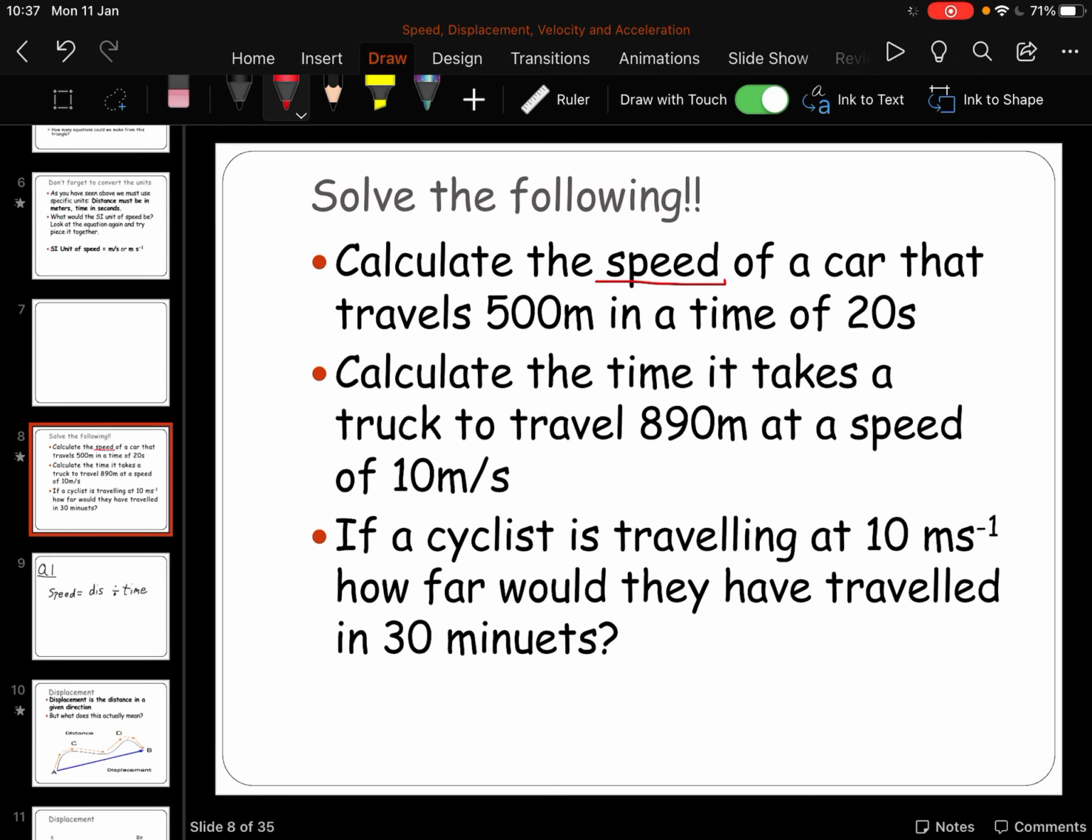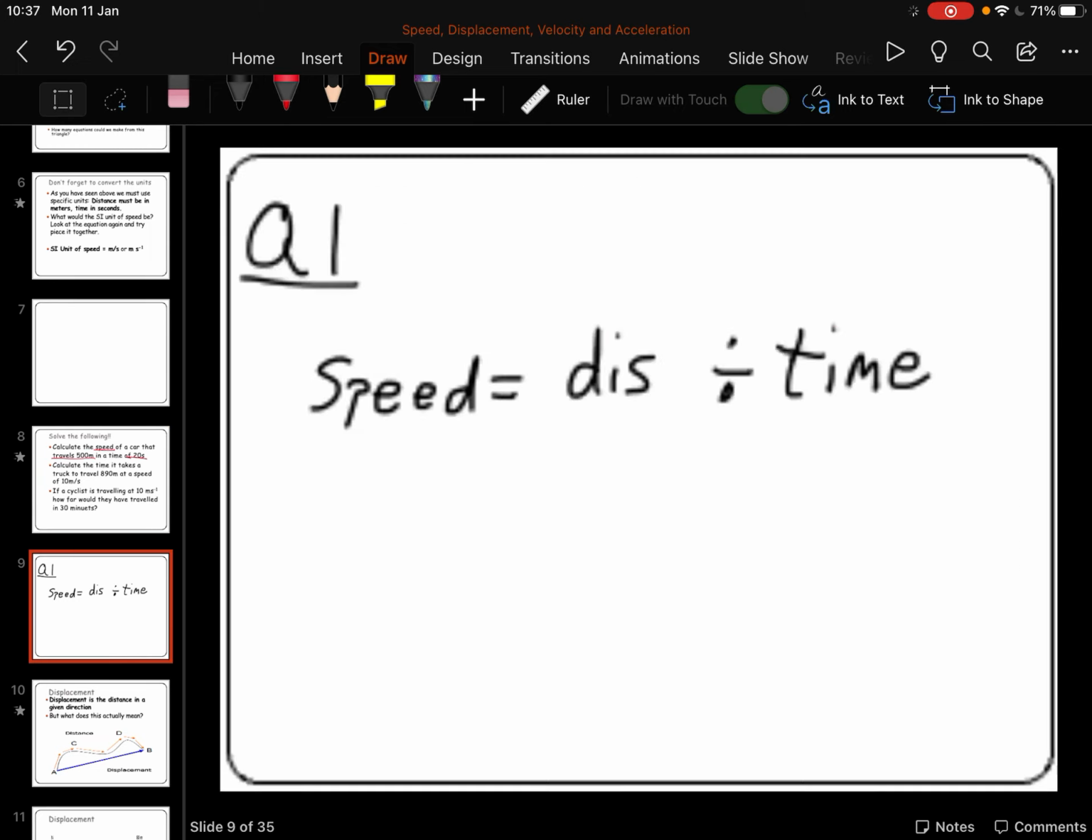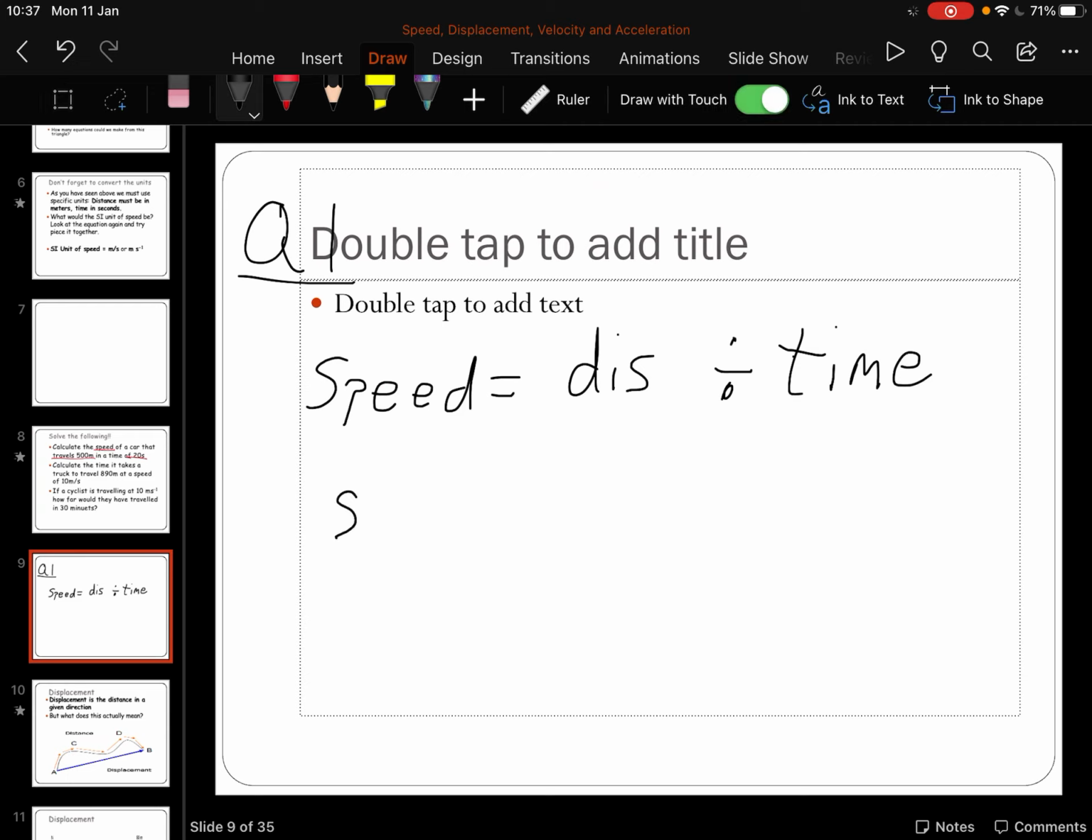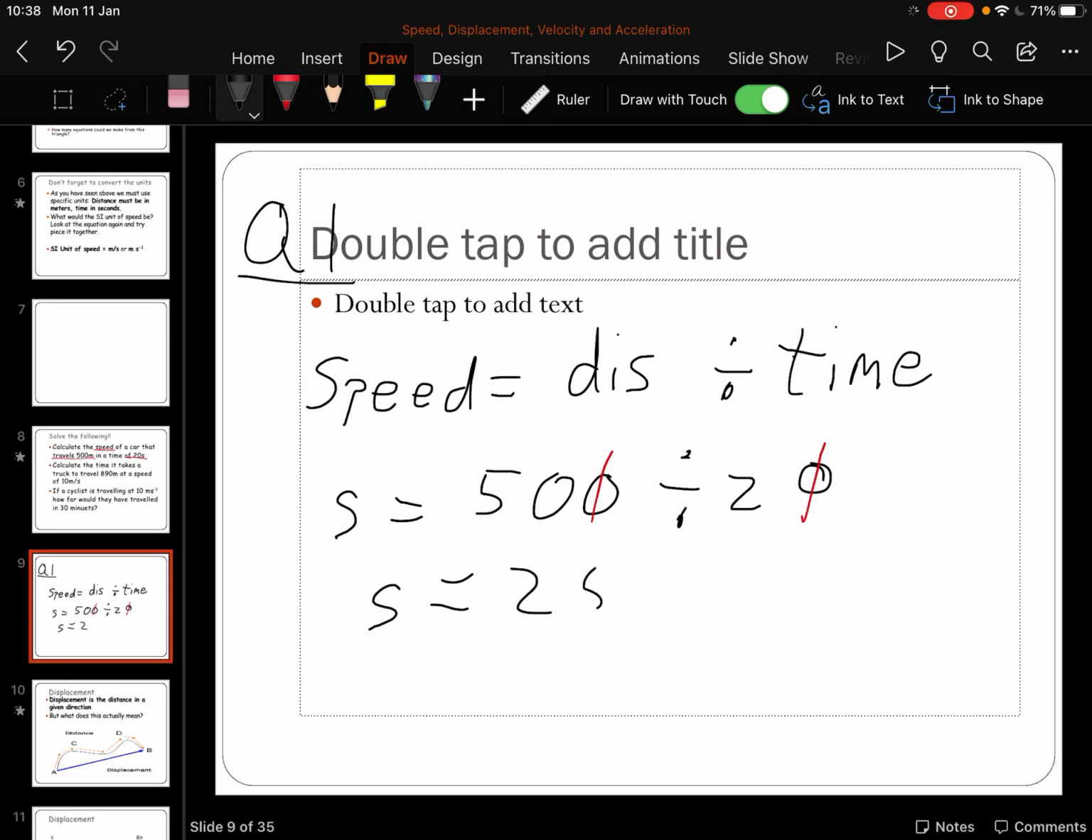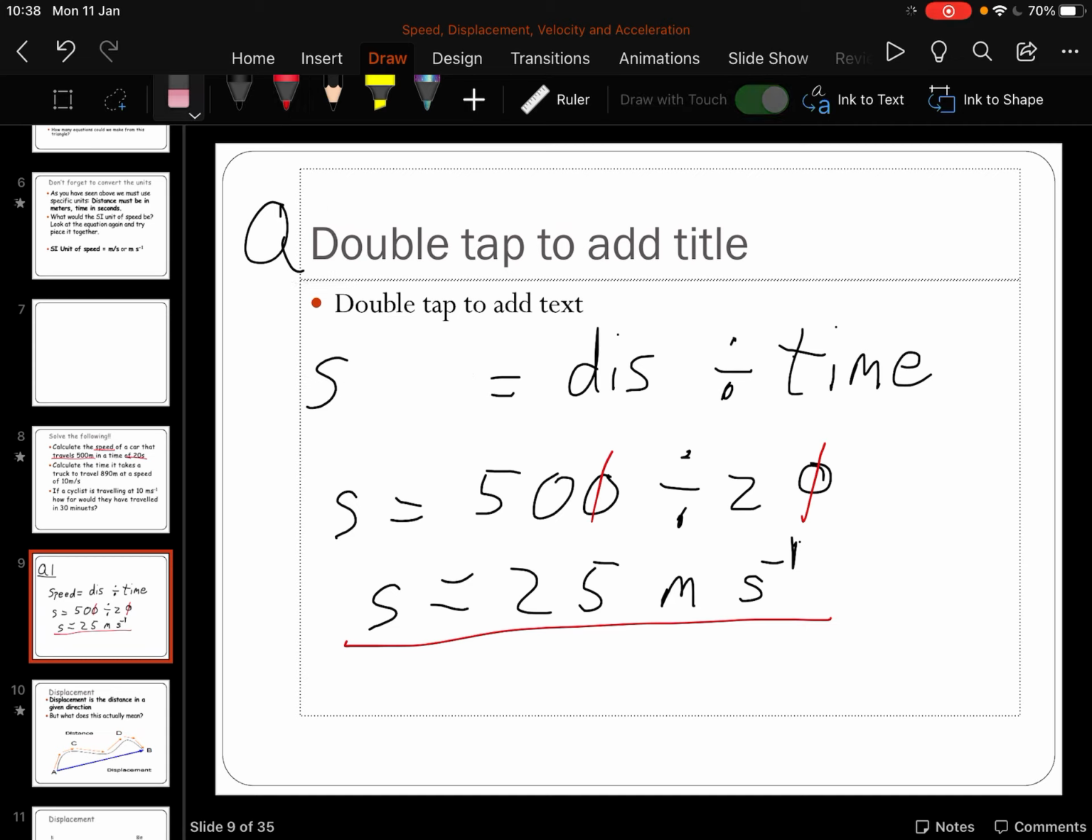And what do we have? We're told that our time is 20 seconds and our distance is 500 meters. So what's that going to mean? That means our speed is going to be 500 divided by 20. So the zeros will cancel. So we're left with 50 divided by 2, which is 25 meters per second. And there you go. That's the answer to the first one. Okay, so question 1, you're traveling at 25 meters per second. All right. So now we look at question 2.